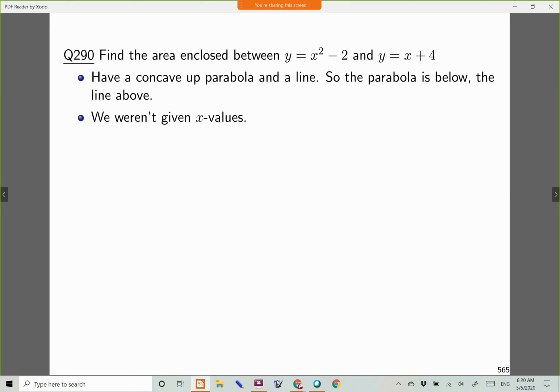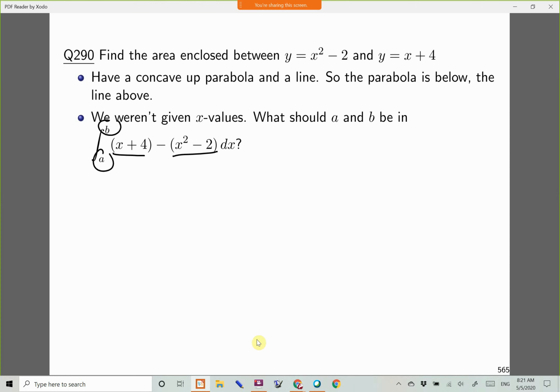Okay, here's the other thing. In the question, we were not given x values at all. There's a parabola, there's a line. We want that entire shaded region. We weren't given x values. So we already see this, that the line was above, the parabola was below. So there's the x plus 4 part minus the parabola, x squared minus 2. But what should a and b be? How should we figure out what a and b are? Well, we should see where the parabola and the line intersect.